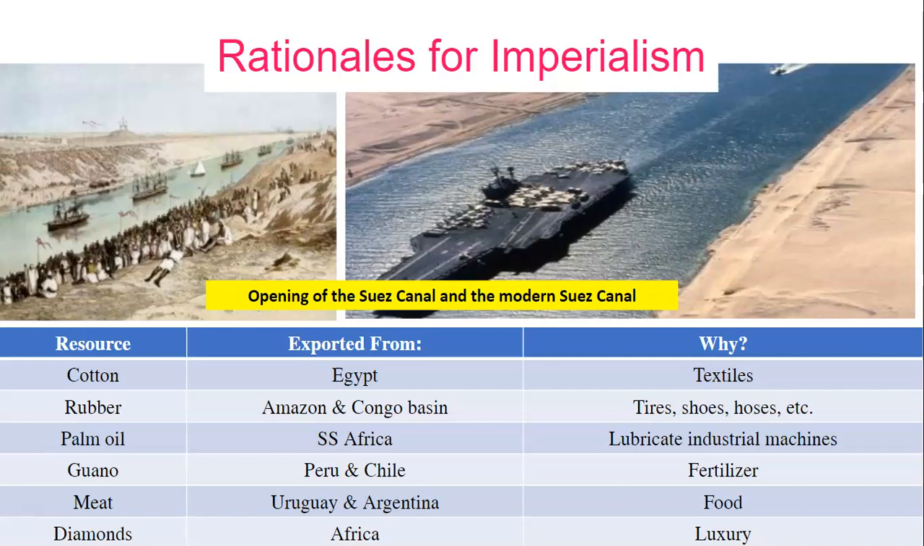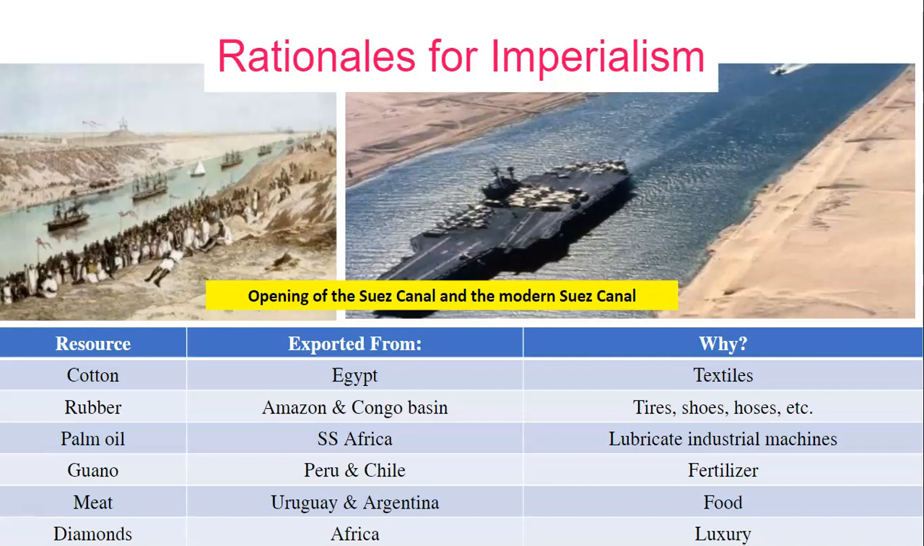So, other things we need to really talk about are all of these resources. Cotton was something that we would export from Egypt. Why did we need it? Textiles, obviously. Rubber we get from the Amazon and the Congo Basin. We need it for tires, for shoes, for hoses, etc. Palm oil came from sub-Saharan Africa, and we would use this to lubricate industrial machines because remember, we've got the Industrial Revolution. Now we need to lubricate all those parts so they don't clog up.